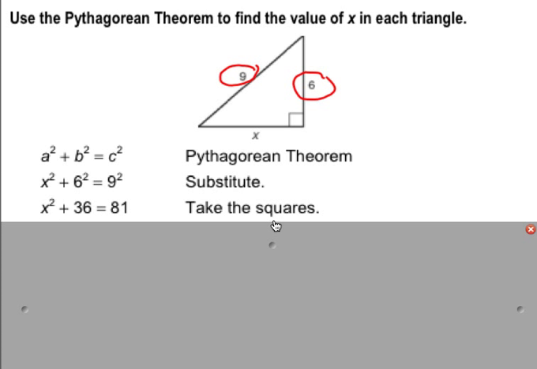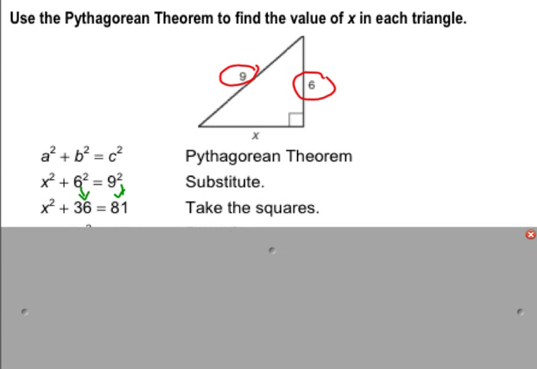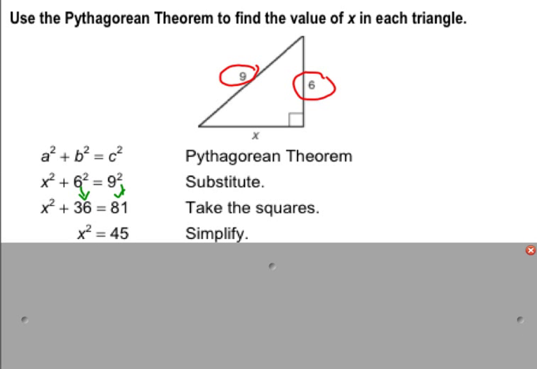After we've plugged it in, we're going to simplify or take the squares. So 6 squared becomes 36, and 9 squared becomes 81. We just simplified it right there and right here, and now we have an equation that we can solve. Go ahead and subtract 36 from each side. We want to take 36 from here to get x squared by itself, and take 36 from this side. 81 minus 36 gives us 45.